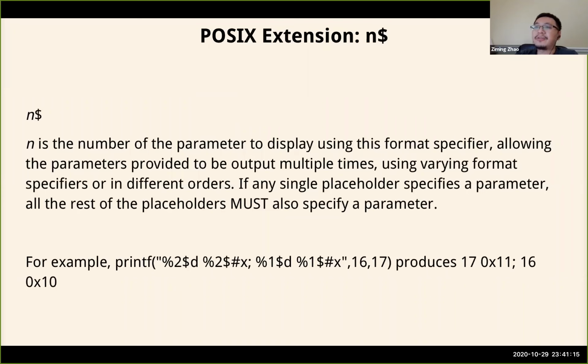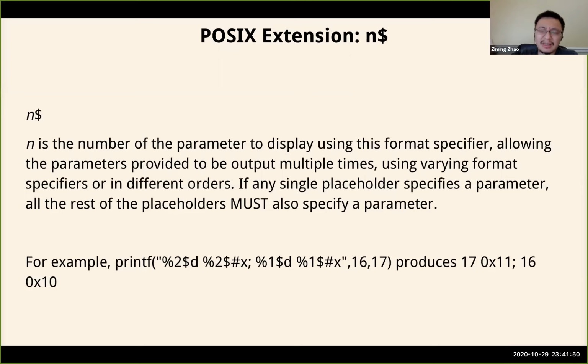There is actually something else in the format string, which is the $ sign, but this is not in the C standard, which means it's probably not implemented everywhere. There is a POSIX extension for format string. You can use the $ sign. The syntax is you put a number here, then the $ sign. This n has nothing to do with the percentage n specifier.